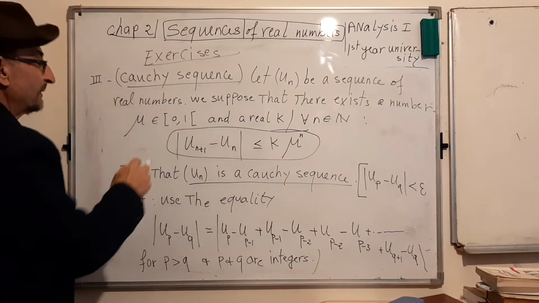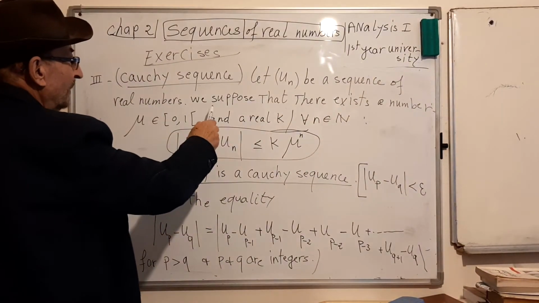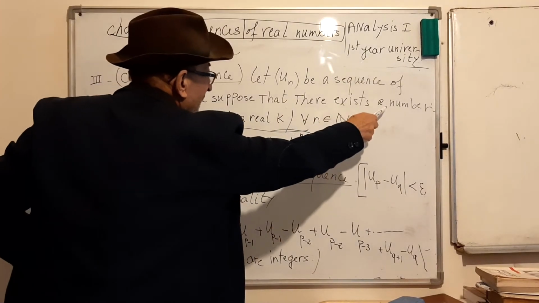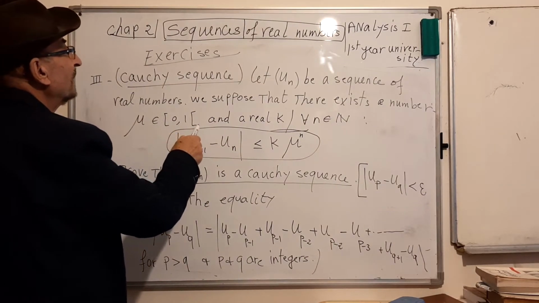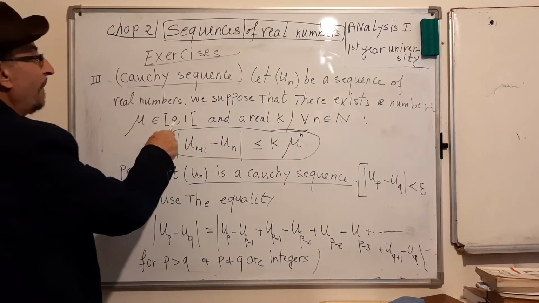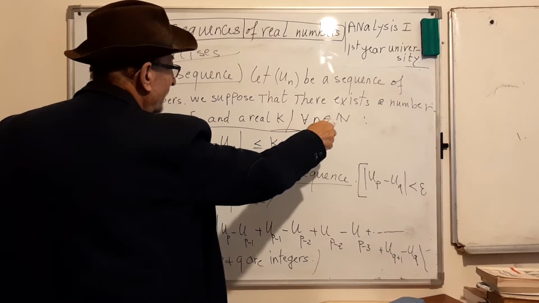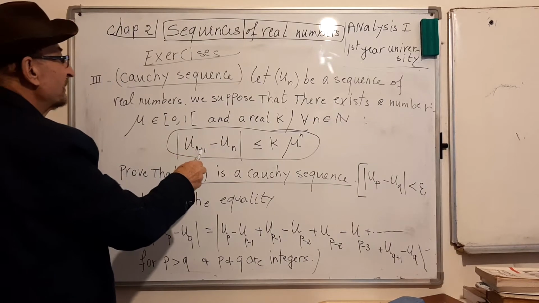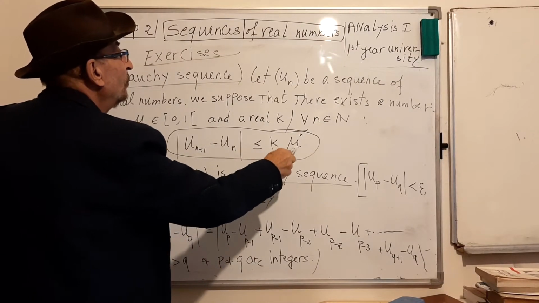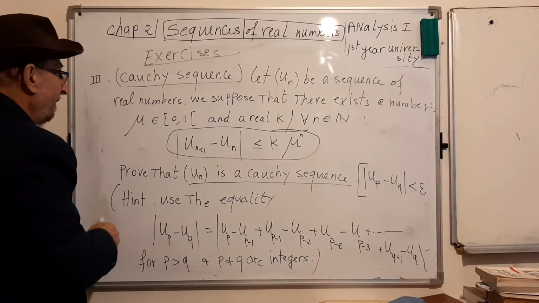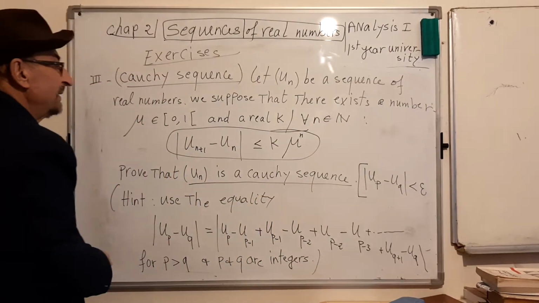Problem about Cauchy sequence. Let u_n be a sequence of real numbers. We suppose that there exists a number mu belonging to the interval (0, 1), mu less than 1, and a real k such that for every n belonging to N, we have |u_{n+1} - u_n| is less than or equal to k times mu to the power n. Prove that u_n is a Cauchy sequence.